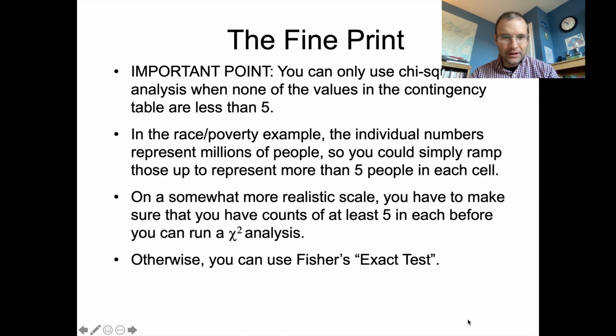The alternative is using what's called Fisher's exact test, which we don't have time to go through here, but that's sort of the non-parametric alternative. And again, on a realistic scale, you have to make sure you have counts of at least 5 in each of your cells before you can run a chi-squared analysis. So just keep that in mind as you go. All right.